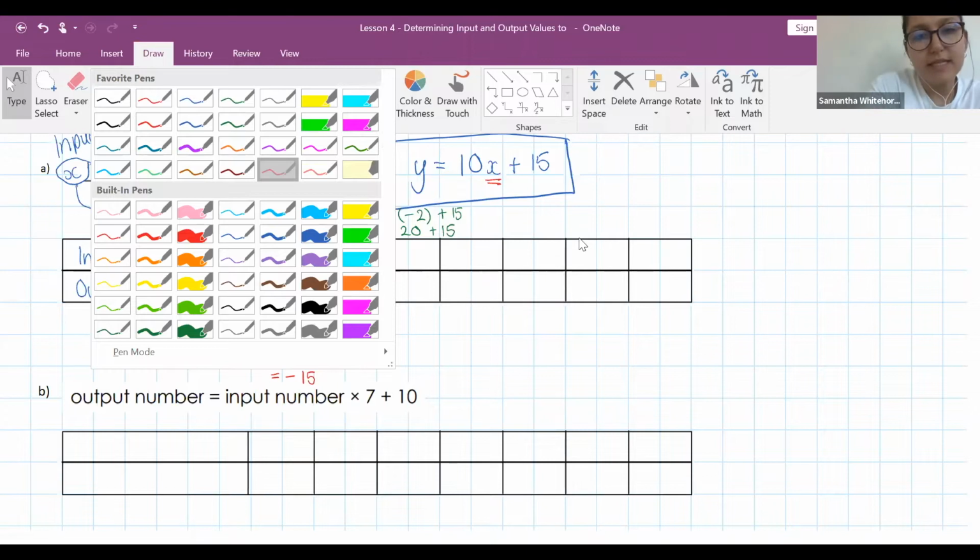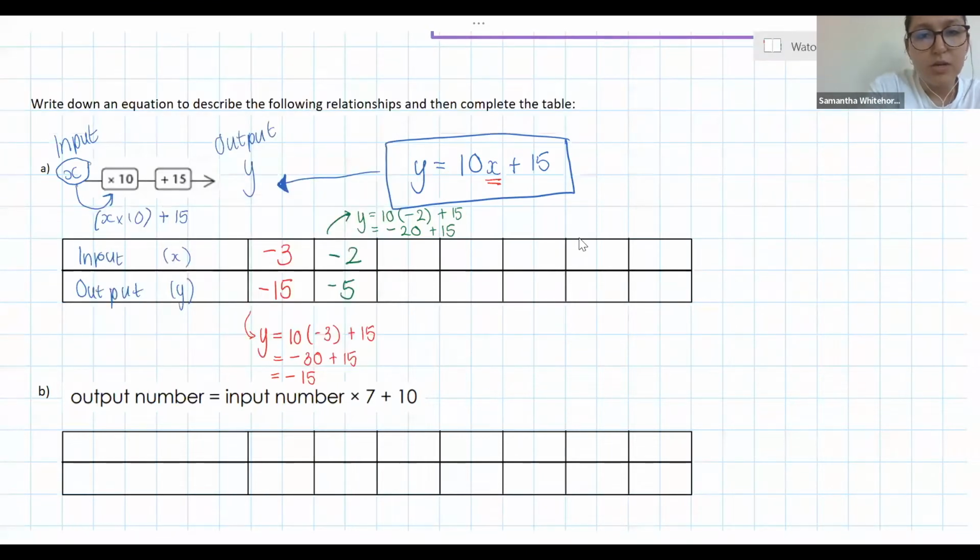Right. Let's say my next input value was 0. So I'll give you a second to think about it. What will my output value be if my input is 0? You can put it in the chat. You're welcome to raise your hand. Leobona, what do you think? I think it's 15, ma'am.